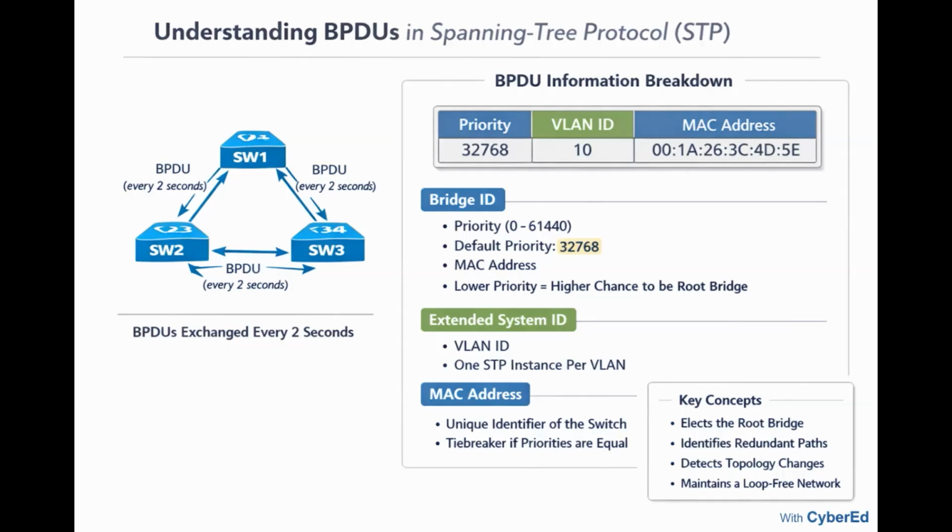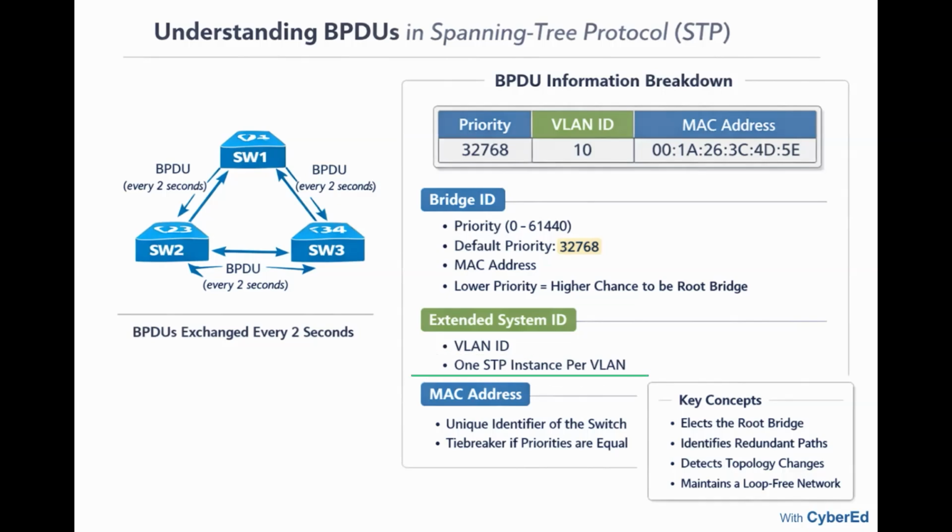Default priority on Cisco switches is 32,768. The priority values range from 0 to 61,440 in increments of 4,096, and lower priority values increase the likelihood of a switch becoming the root bridge. You have the Extended System ID. This represents the VLAN ID for the spanning tree instance.